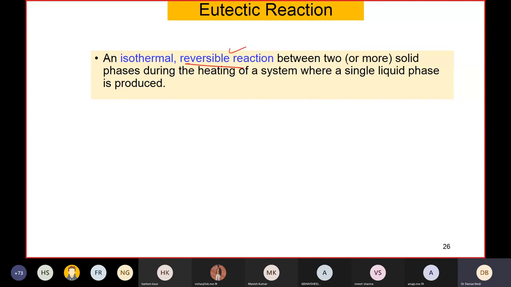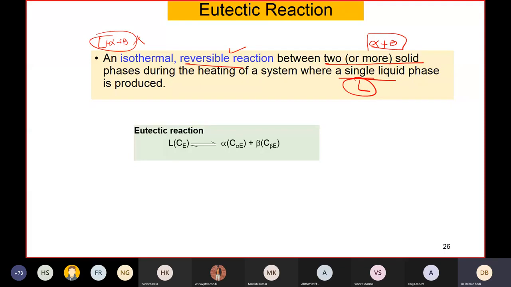So when you start heating two or more solid phases, here there are two, alpha plus beta, during heating they go into a single liquid phase without going into liquid plus alpha plus beta. That is not happening here. From liquid, it is directly going into alpha plus beta. A single liquid phase is transforming into two solid phases, or vice versa, because it is a reversible reaction. So the eutectic reaction here means that a liquid of a eutectic composition CE transforms into alpha plus beta.